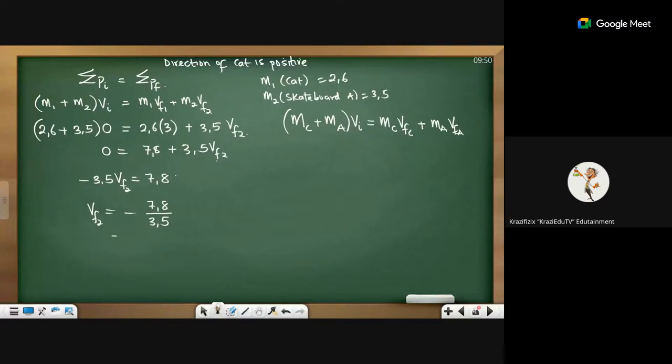So what's our answer? -2.23. Guys, I need someone to explain to me what I'm going to write next. So this is 2.23 meters per second. We said the direction of the cat is positive, right? So this is negative. This is in the opposite direction of the cat.